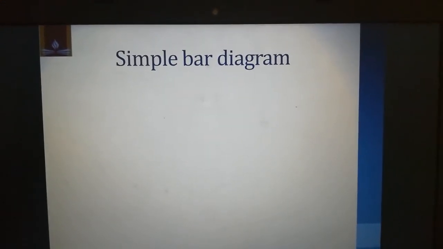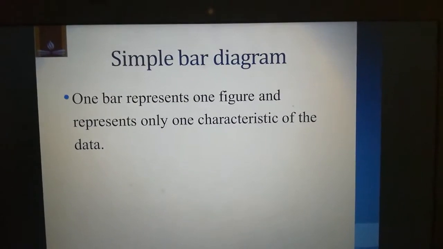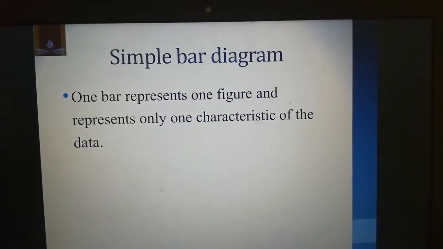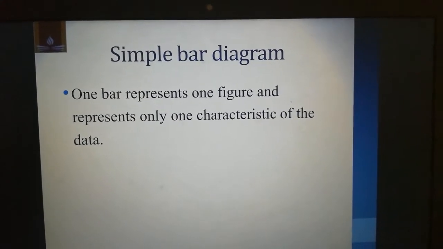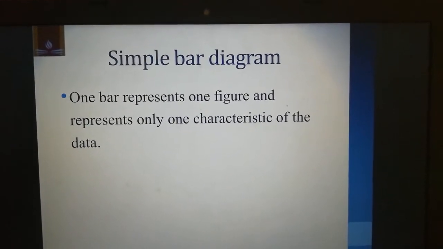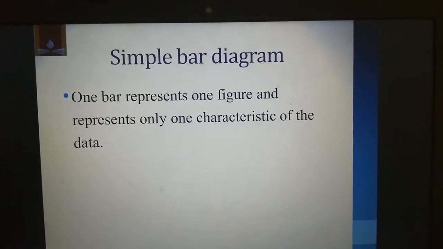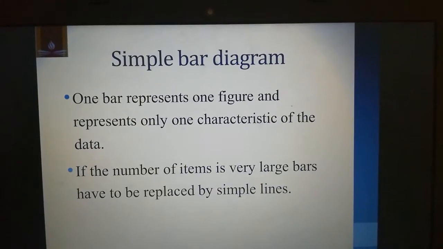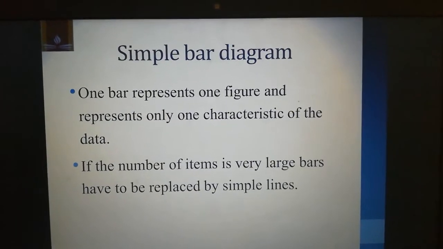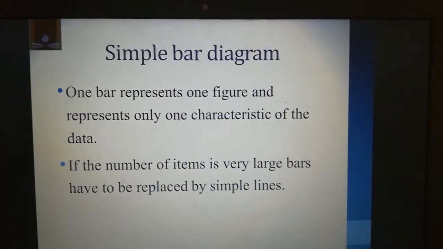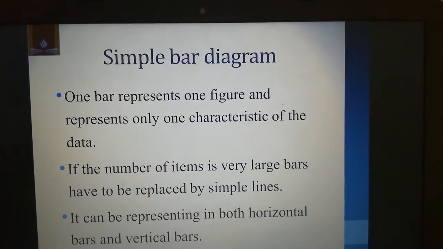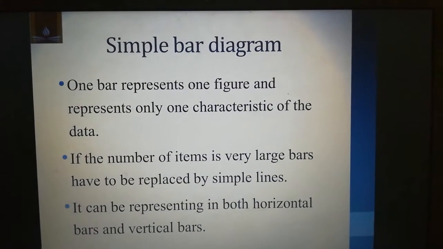What do you mean by simple bar diagram? It is nothing else but data represented by one bar and one figure representing one characteristic of the data. Even here, if the number of items is very large, the bar has to be replaced by a line. So it depends on the numbers again.